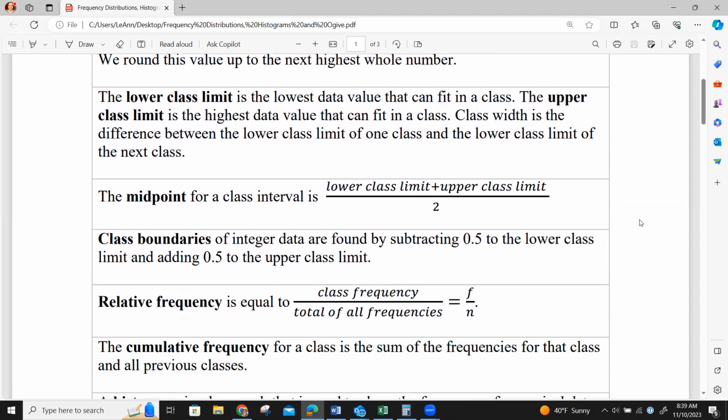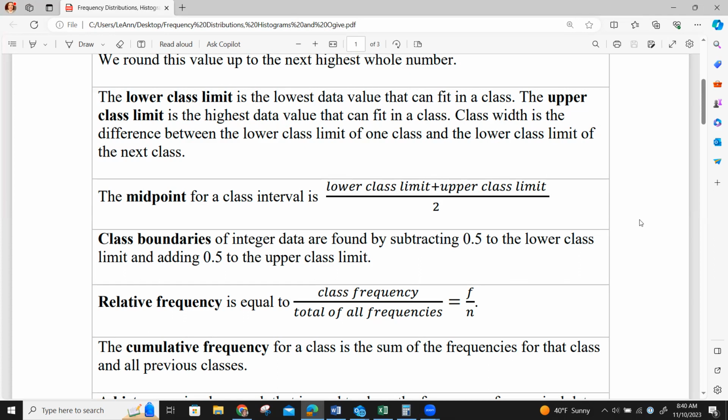The class boundaries. Now, this is important if you're going to do the histogram because the bars are supposed to touch in a histogram. So we don't want the ambiguity of whether a value belongs in the first bar or the second bar if it's on the place where they touch. So if we have integer data, we add a half and subtract a half from each of our class limits to get those class boundaries, so that when we graph our histogram, the place where the bars touch is not an actual data value. That's just for integer data, which we will be using in this example: we subtract 0.5 from the lower class limit and add 0.5 to the upper class limit.